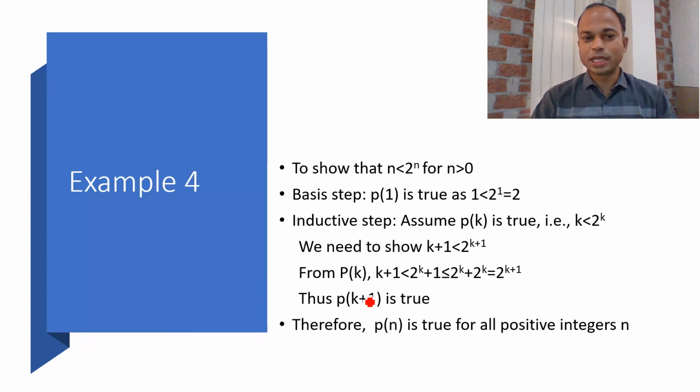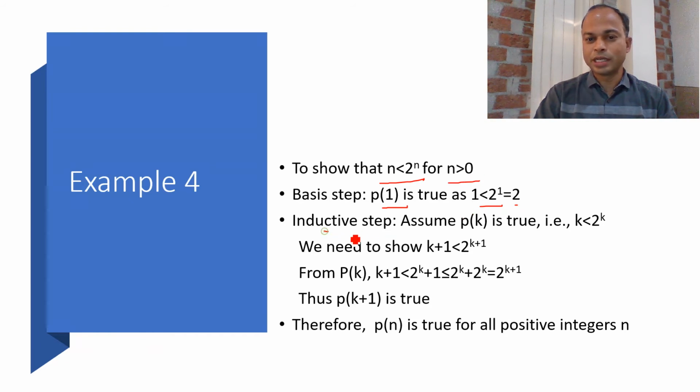If we talk about example 4, then we have to show n less than 2 raised to the power n for n greater than or equal to 0. Initially, we have to take the basic step. Here, the basic step is n equals to 1 because we are talking about n greater than 0. If we put n equals to 1, then we get 1 less than 2 raised to the power 1. This is 2, so this is true. So 1 is less than 2, and this term is true.